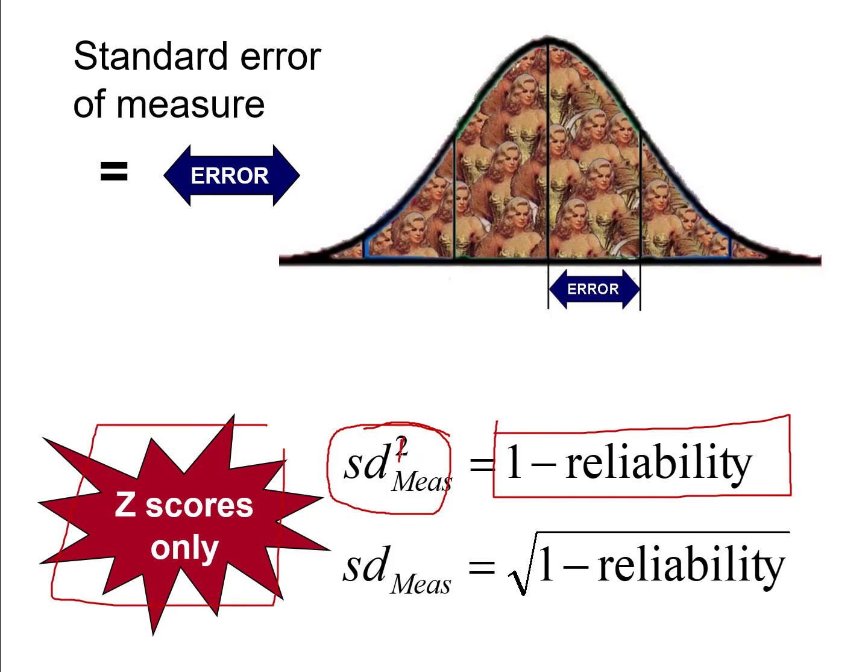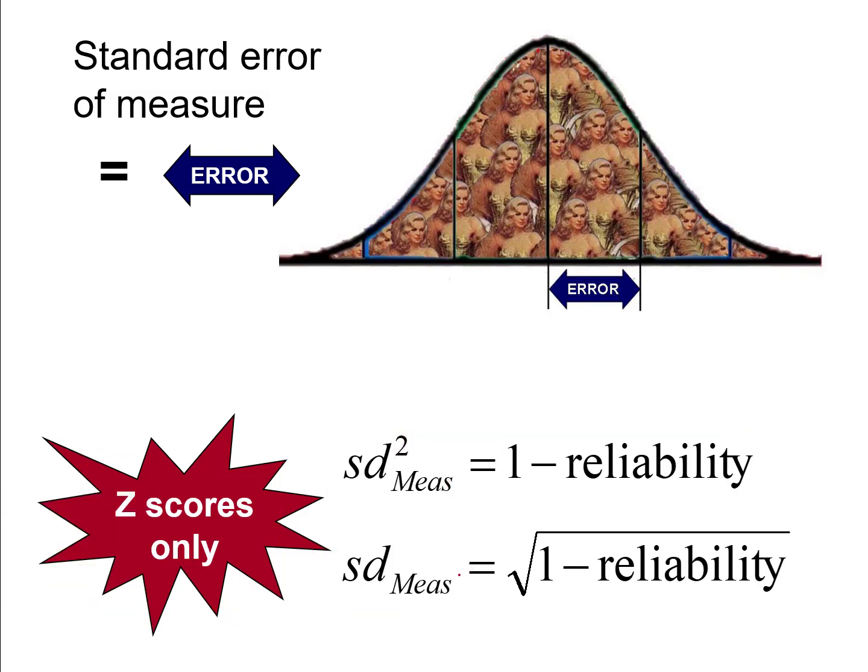Now, if I want to get rid of that square, if I want to unsquare it and get just the regular unsquared standard error of measure, I then need to take the square root of this. So the standard error of measure, and again, this formula right here only works if I'm dealing with z-scores. So if I have my measure of extroversion and everyone's score has been turned into a z-score, it's been standardized, then this bottom formula works. The standard error of measure would be equal to simply the square root of 1 minus reliability. So if I'm dealing with z-scores, standard error of measure is simply the square root of 1 minus reliability.